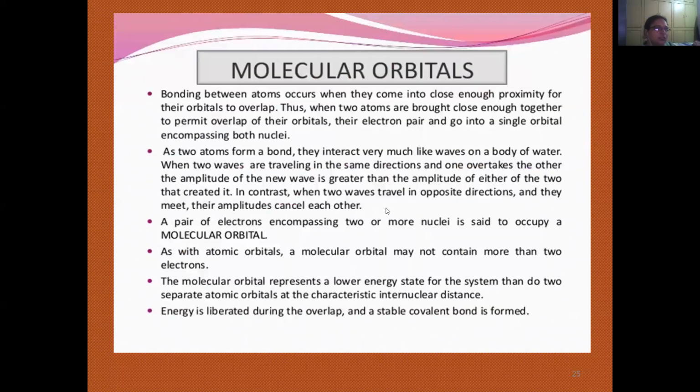Then coming to the molecular orbital. Bonding between atoms occurs when they come in close enough proximity for their orbitals to overlap. If they come closer, only then can they overlap and form orbitals. A pair of electrons encompassing two or more nuclei is said to occupy a molecular orbital. As with atomic orbitals, a molecular orbital may not contain more than two electrons. It represents a lower energy state for the system than do two separate atomic orbitals, with a characteristic internuclear distance. So energy is liberated during the overlap and a stable covalent bond is formed.